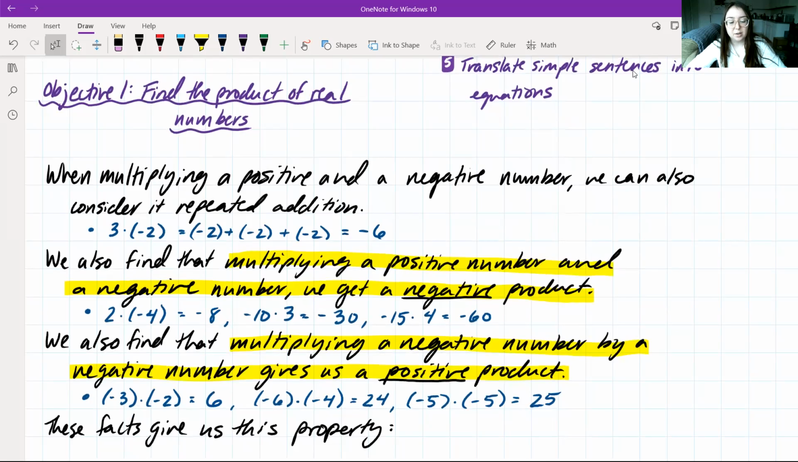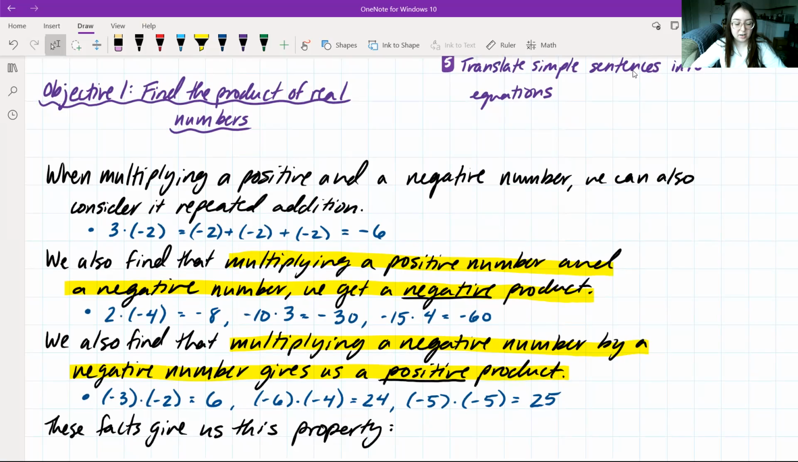For objective 1, we want to find the product of real numbers. So now these are going to include negative numbers. So when multiplying a positive and a negative number, we can also consider it repeating addition. So if we have something like 3 times negative 2, well, that's the same thing as saying negative 2 plus negative 2 plus negative 2, which is equal to negative 6.